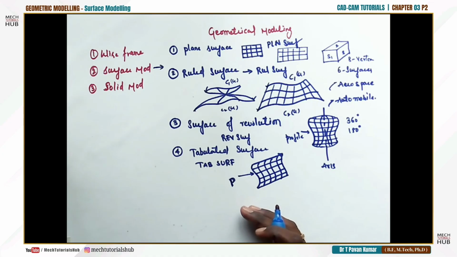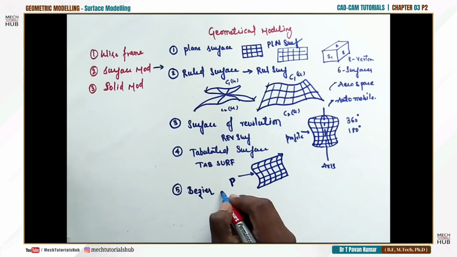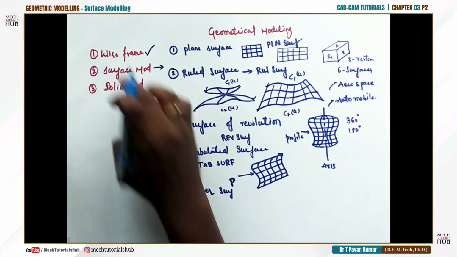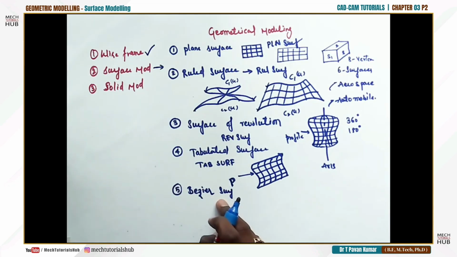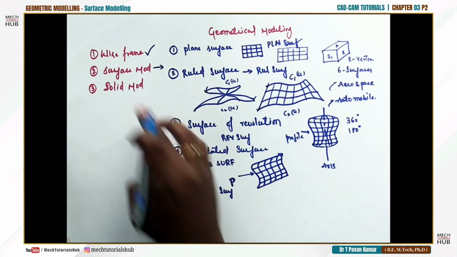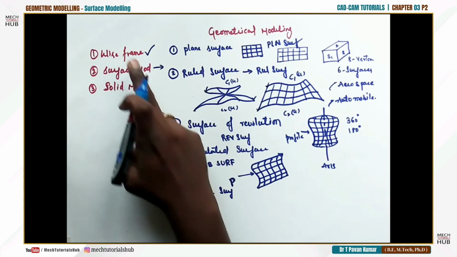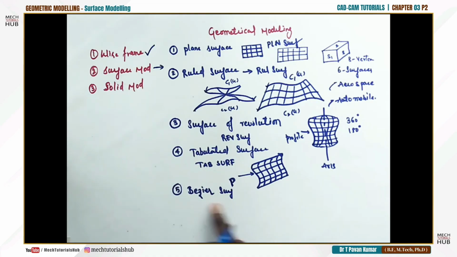Then after this you have one more surface, number 5, Bezier surface. We have already discussed what Bezier is: an approximation curve in wireframe modeling. In wireframe modeling we have Bezier, B-spline, cubic spline, and the same things exist in surface modeling too, but here instead of a Bezier curve it is a Bezier surface. It will take approximation control points to form a surface, similar to a curve.